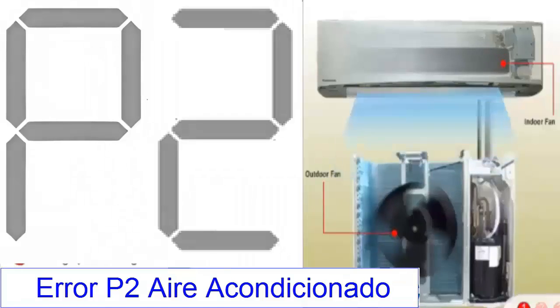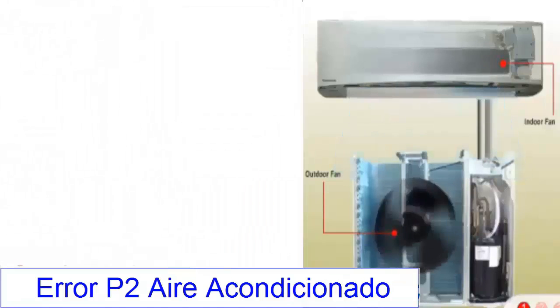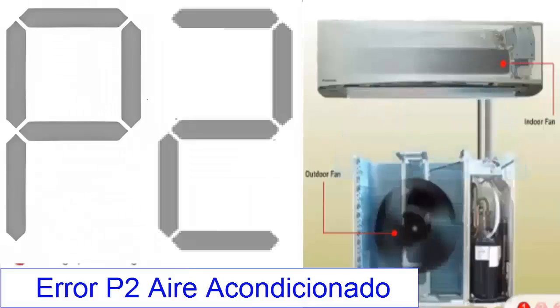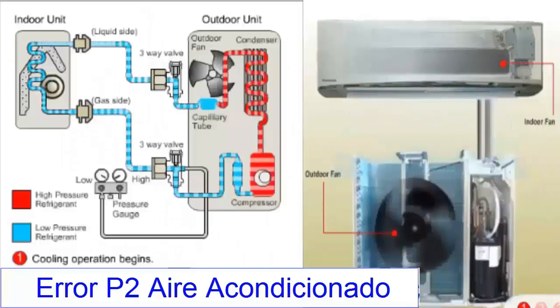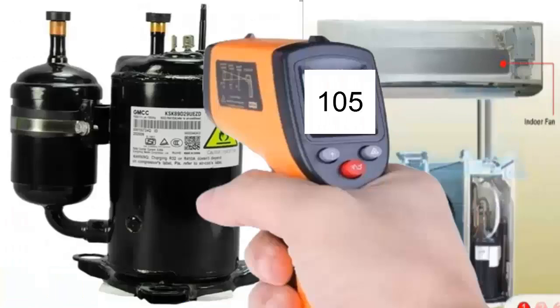In this video, we're going to study error P2 in air conditioning. Let's begin by saying that when the air conditioning unit displays the P2 code, it usually indicates an over-temperature protection of the compressor.